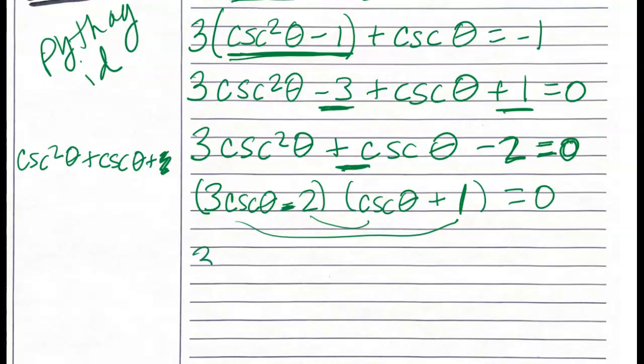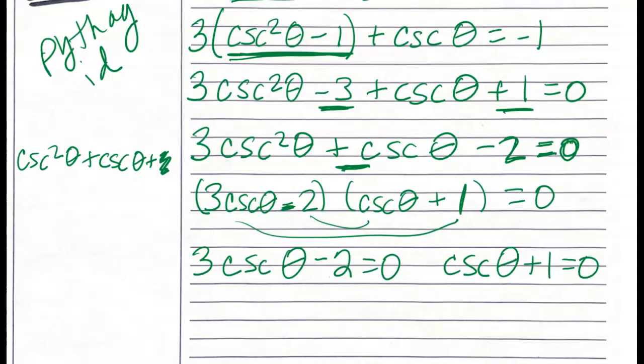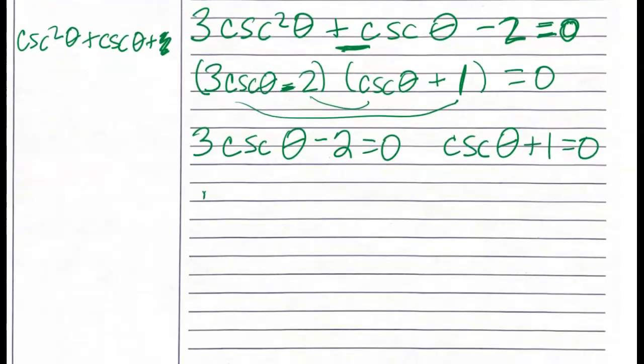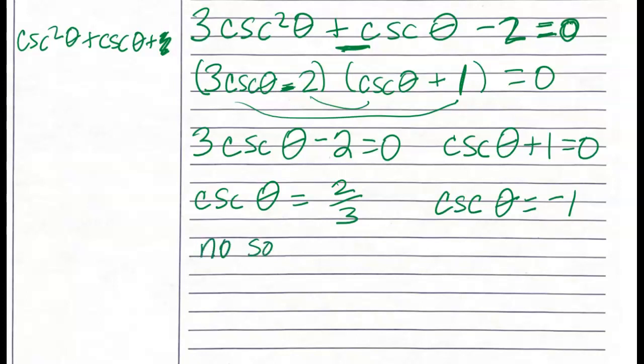All right, so set now each of them equal to 0. Cosecant theta plus 1 equals 0. So here we get what? Cosecant theta equals 2/3. And cosecant theta equals negative 1. So 2/3. Looking at the unit circle, do you see 2/3 anywhere there as any of the x or y coordinates? Nope, that's a negative. So no solution for this guy.